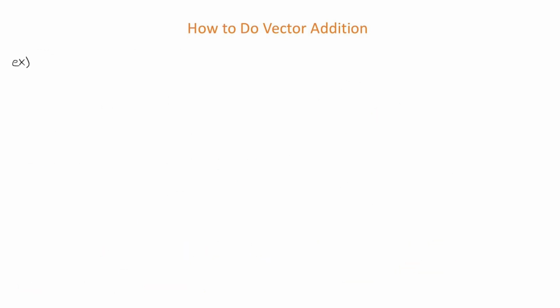And now let's jump right into an example. Here we have these two vectors. One has a length of 5 units and it's directed to the right, and the other one has a length of 8 units and it's directed straight up. And I want you to add them together.